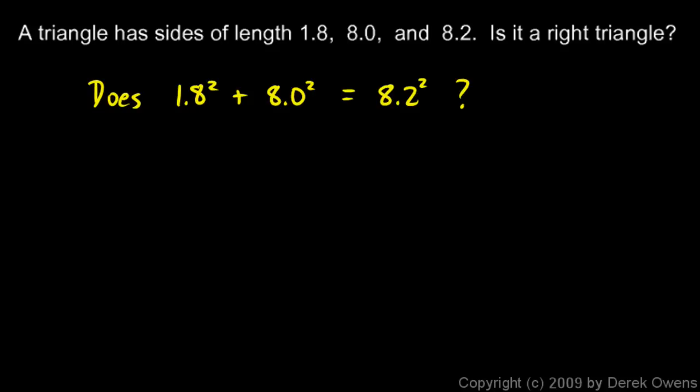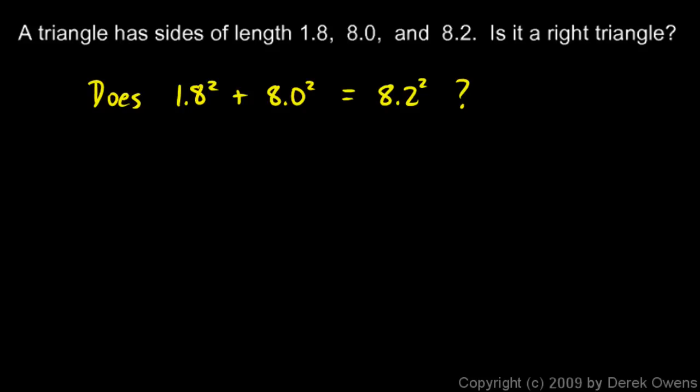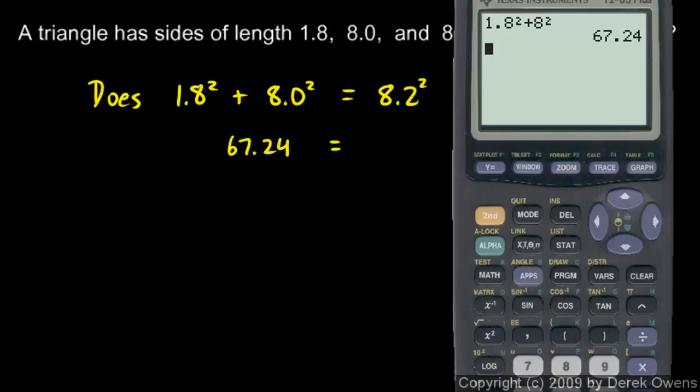1.8 squared plus 8.0 squared. So I'm going to pull out the calculator here. We could work this out by hand, but it will just be a little bit easier. 1.8 squared plus 8.0 squared. I don't need to put the .0. And I hit enter, and I get 67.24. So let's write that down, 67.24. And let's see if that's what we get when we do 8.2 squared.